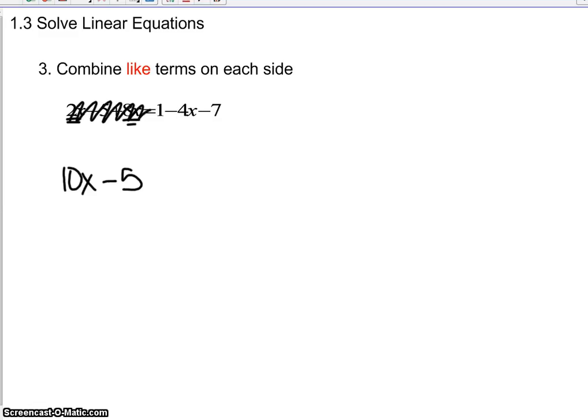And now I'm going to do the same thing over here on the right side. And I like to put my variable piece first, so the negative 4x is the only one there, but then I can combine the 1 and the negative 7, again, more negatives, big minus small. Okay. So that's a fairly simple step.